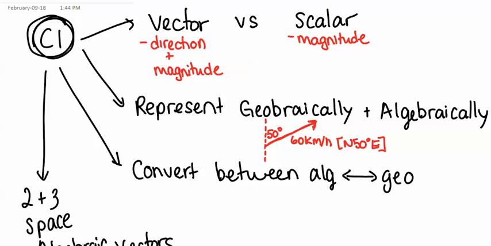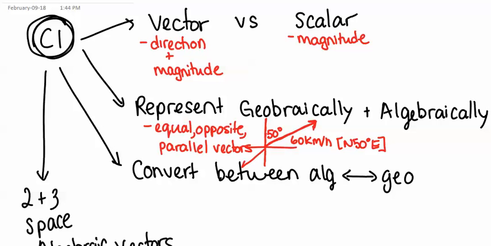Along with those, we should know what equal, opposite, and parallel vectors are. If I wanted you to draw the opposite vector to that, you know it's going in that direction, so it would be south 50 degrees west. Equal vectors have the same direction and magnitude, and parallel vectors have the same direction, but not necessarily the same magnitude.